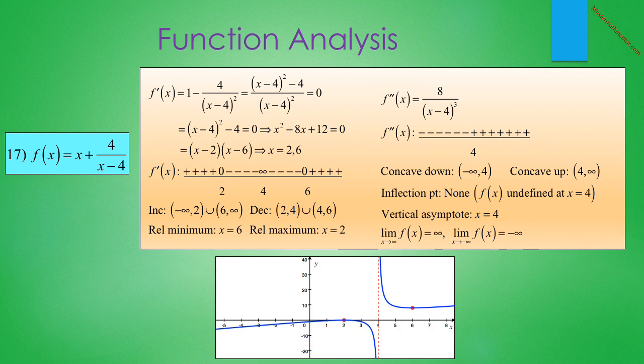Finally, the graph of confirmation. Notice that there are two critical values, and at x equals 2, the value of the function is 0. At x equals 6, the value of the function is 8.